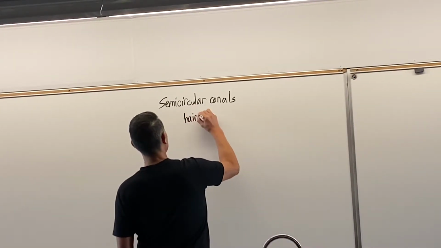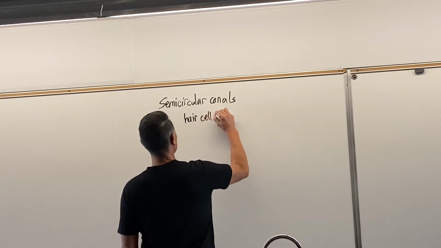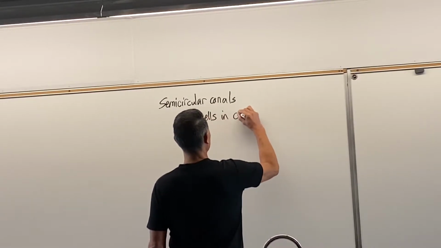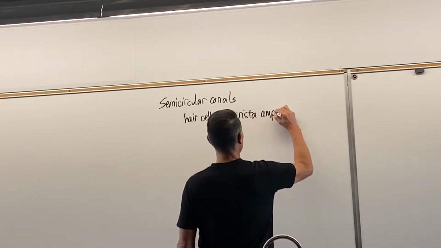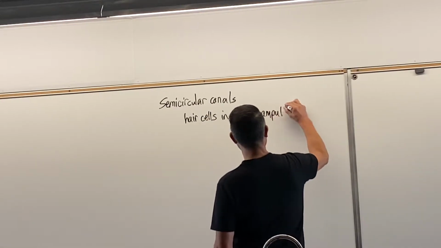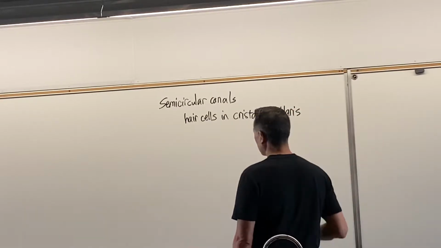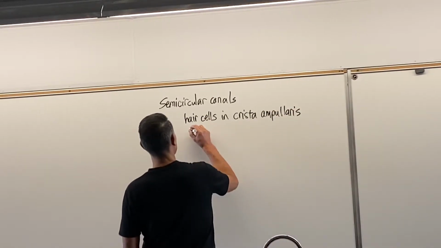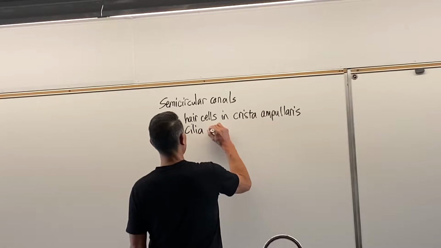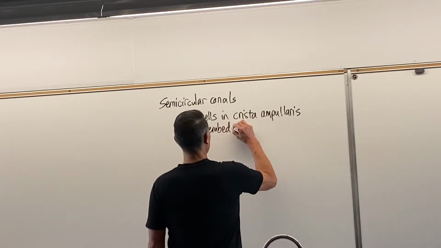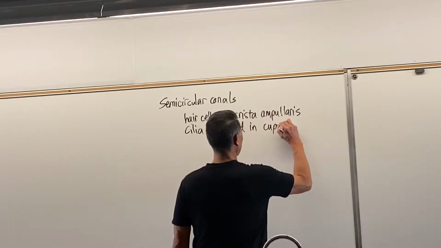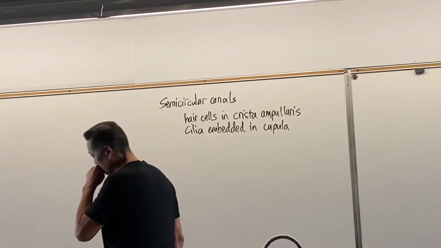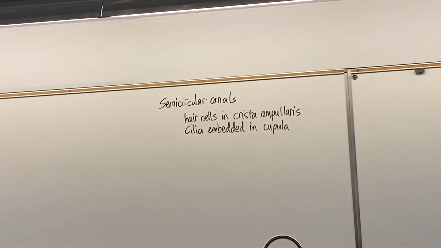Hair cells. Crista ampullaris. Cilia, embedded in the cupula. Okay? Cupula, it says, is gelatinous. It is jelly-like.